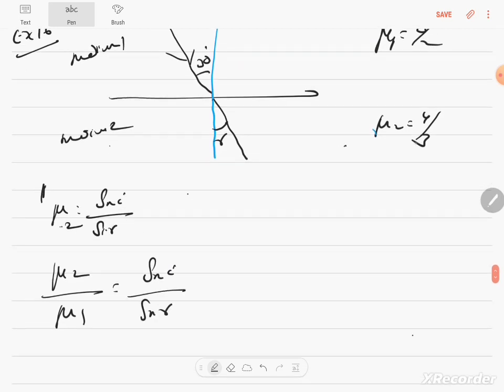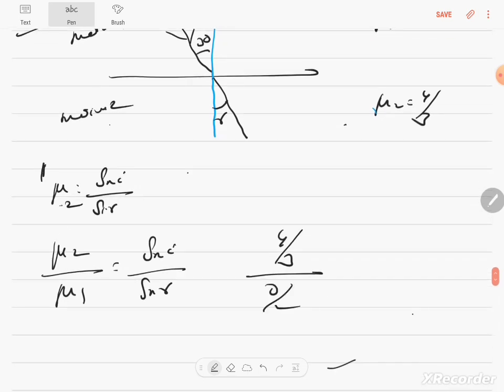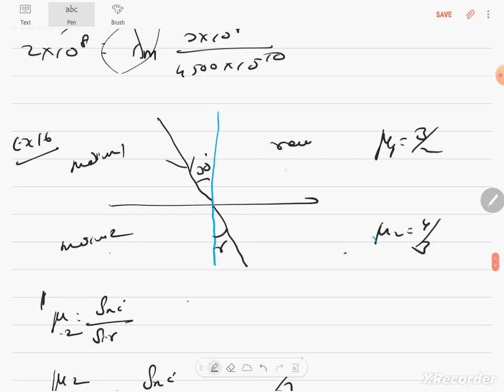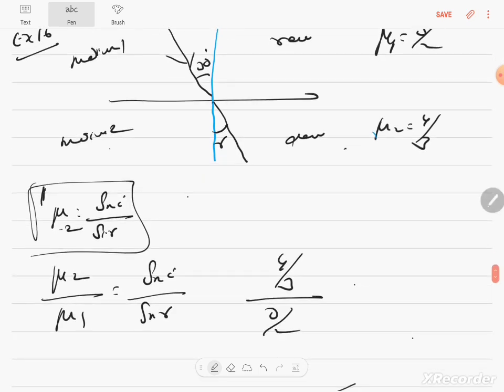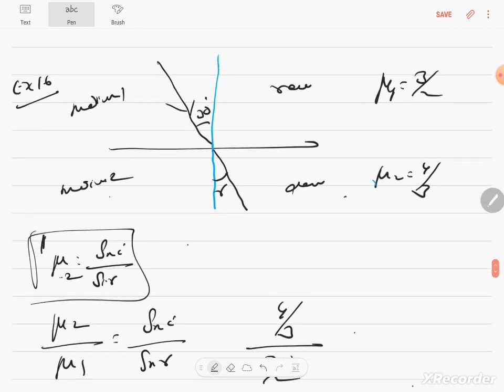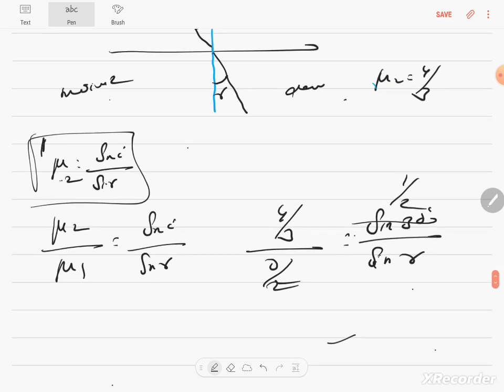What is mu 2? 4 by 3. What is mu 1? 3 by 2. The light ray is entering from rarer into denser, then this formula is correct. When it's entering from rarer to denser, mu is equal to sin i by sin r is correct. So mu of 2 with respect to 1: 4 by 3 by 3 by 2 is equal to sin 30 by sin r. You can cross multiply. What is sin 30? Sin 30 is 1 by 2. So you can just do the calculation and get the answer for sin r. Are you clear? So that's about it.